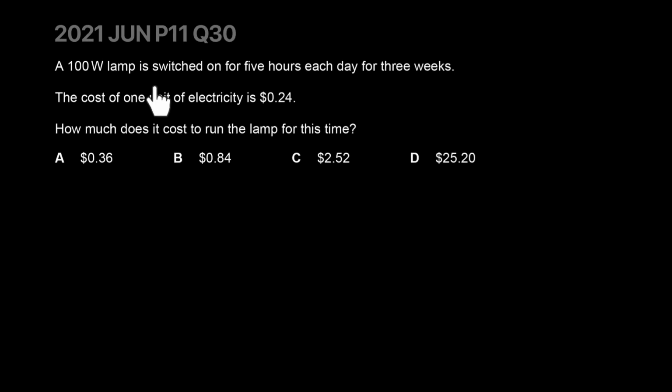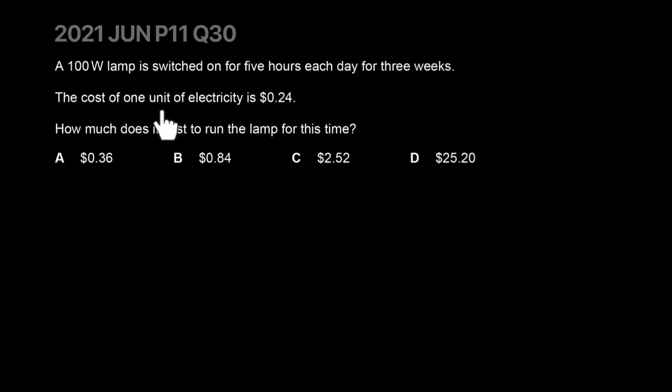A 100-watt lamp is switched on for 5 hours each day for 3 weeks. The cost of 1 unit of electricity is 0.24. How much does it cost to run this particular lamp for this amount of time? 3 weeks, 5 hours daily. Right, so we have to calculate the price.